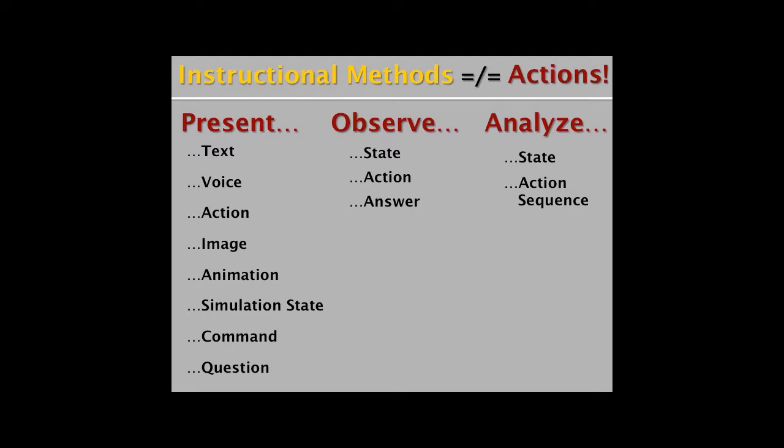Well, if the three components of describe as a method are present, observe, analyze, then note in this table that there can be many actions that you can take to present. You can present by text, write it down, give a handout, write something, a Word document, by voice, action, image, etc. You also can observe in different ways, by different actions of the component observe. You can observe a state, some state that someone is in. You can observe actions that they take or the answer that they give.